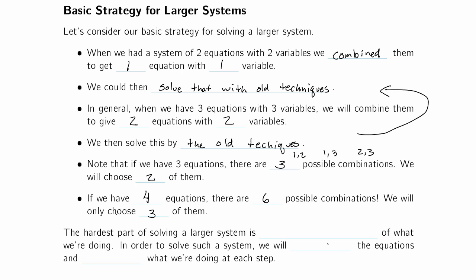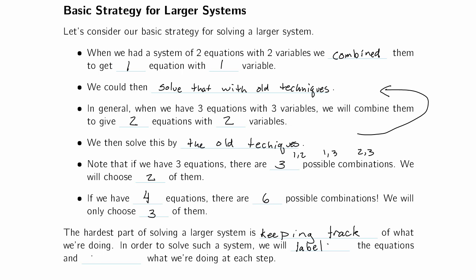The hardest part of solving a larger system is not the actual math work. Each individual step is easy. The hardest part is keeping track of what we're actually doing. So we're going to do 2 things in order to help us. We're going to label the equations, and in these videos I'm going to use Roman numerals to label my equations. You can label them with numbers, letters, colors, small animals, whatever you want. Something that's fast and easy to write. I don't recommend small animals. But labeling the equations so we can keep track of what we're doing is one thing we're going to do.